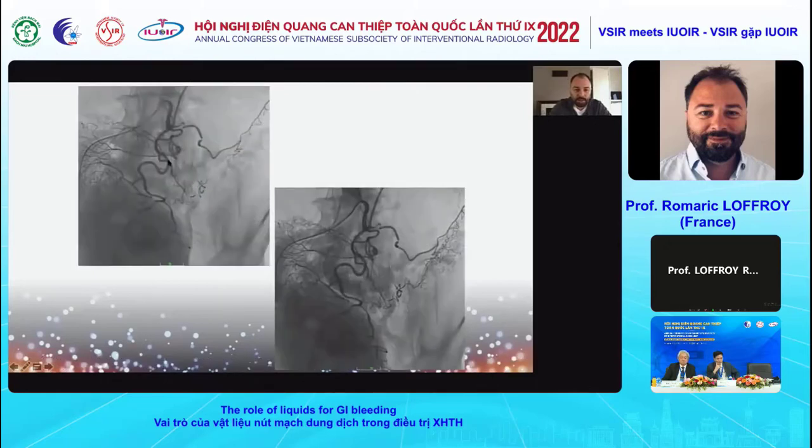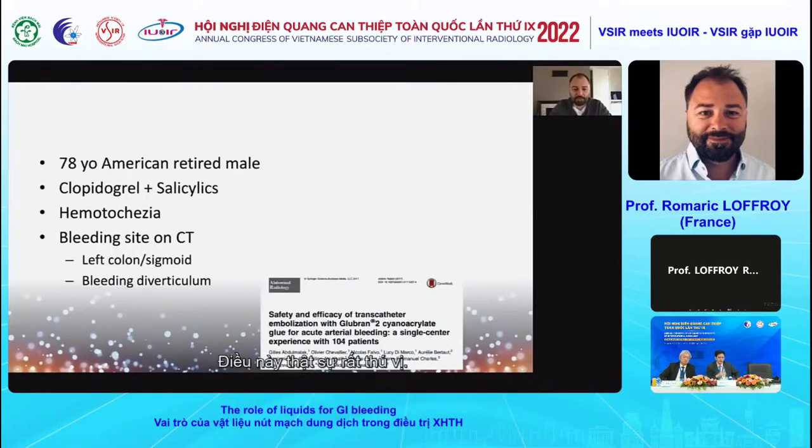And you can see that we have recanalization from another branch of this area, but no recanalization of the bleeding, of course, meaning that you can really do a sandwich embolization even with liquids if you cannot go behind the bleeding point, which is very, very interesting. The same, you can do the same with glue.